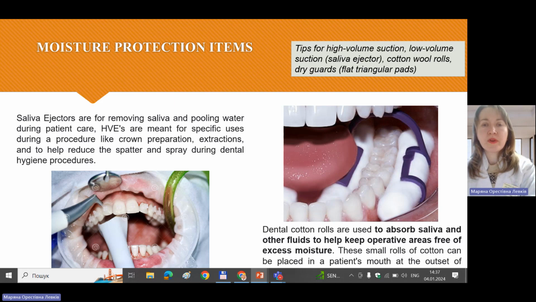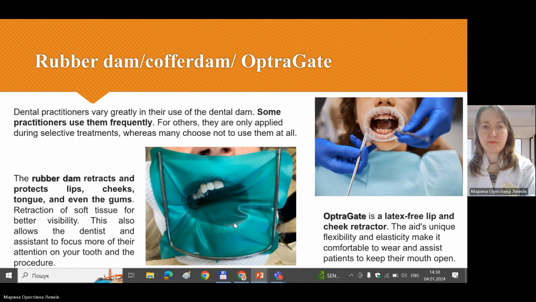In general, to provide moisture control, tips for high volume suction, low volume suction, cotton wool rolls, or dry guards should be used. Rubber dam, coffer dam, and Optragate. Dental practitioners vary greatly in their use of the dental dam. Some practitioners use them frequently. For others, they are only applied during selective treatments, whereas many choose not to use them at all.